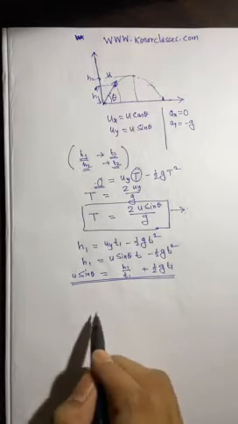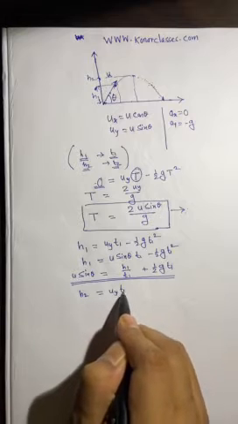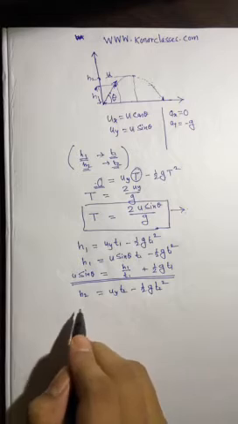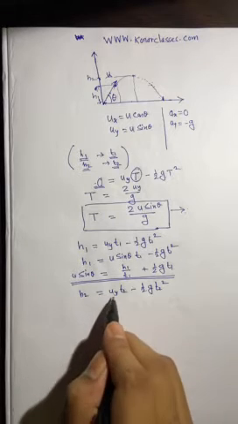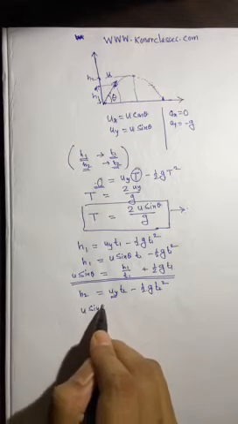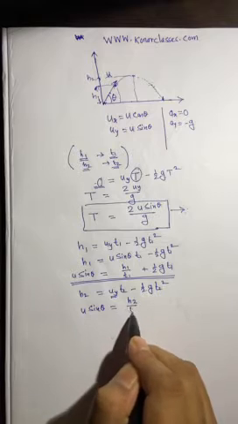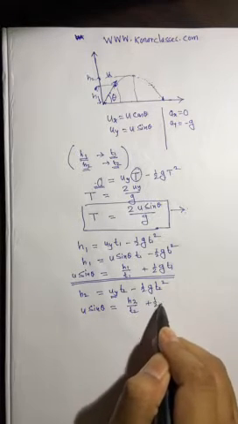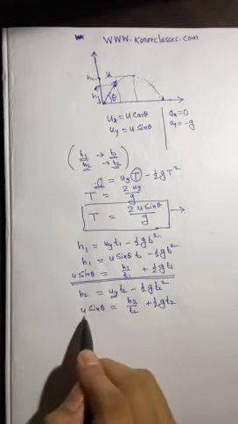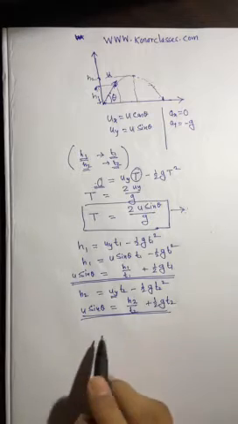In the same way, h2 equals uy t2 minus half g t2 square, and if we put the value of uy equal to u sin theta, you will get u sin theta equal to h2 by t2 plus half g t2. Like this we will get the value of sin theta, putting in the values of h2 and t2.